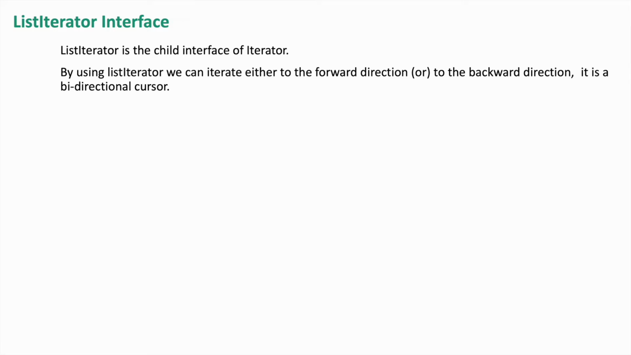In the earlier case, we have seen Enumeration and Iterator. By using Enumeration and Iterator, we can traverse in the forward direction only, that is from left to right only. We cannot traverse in reverse, but by using this ListIterator, we can traverse in both directions. So we can call this cursor a bidirectional cursor.